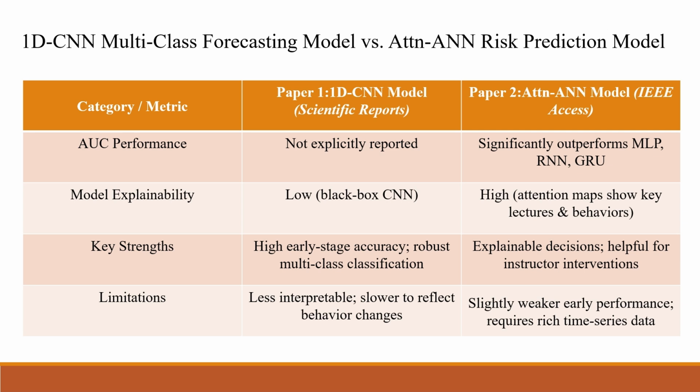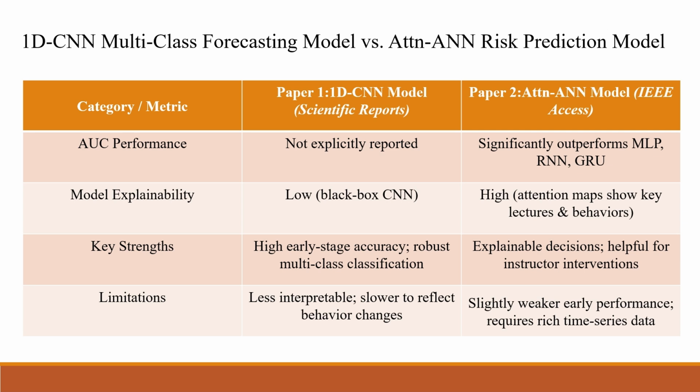In terms of explainability, CNN is a black box. It's hard to see why it makes a prediction. But ATN-ANN uses attention maps to show which weeks and behaviors are important. CNN is strong at early prediction and handles multi-class problems well. ATN-ANN is more explainable and helpful for teachers to take action.